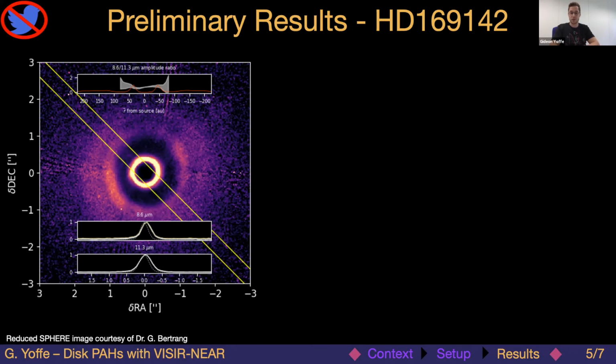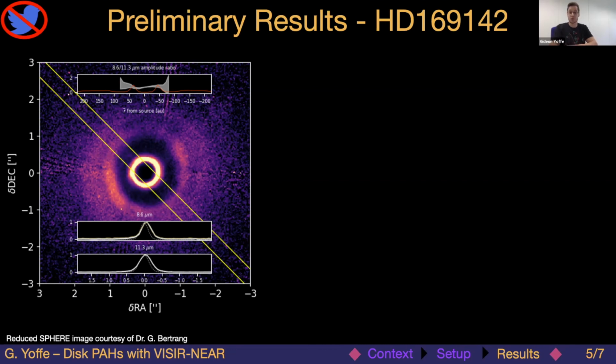and 11.3, the strongest PAH emission bands, with the respective 1 sigma uncertainties, are presented as the white areas in the 2 bottom panels, which are of identical spatial scale as the image. The PSF at these bands is also plotted in the dashed line. You will see it better in a moment.